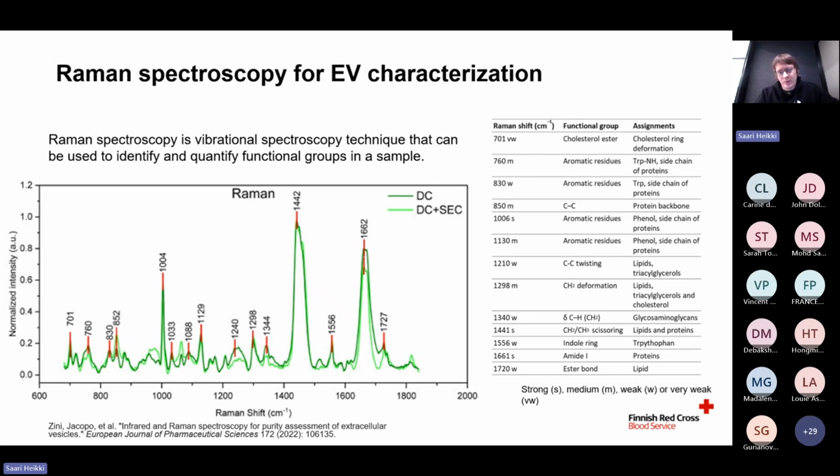So a couple words about Raman spectroscopy. This is also something that we have worked on earlier. It's a method that is based on vibrational spectroscopy. So it can be used to identify and quantify what kind of functional groups are in your sample, because different atoms bound together vibrate differently based on which atoms are bound to each other and what kind of bond it is. For example, from this study we did earlier, we used Raman spectroscopy to see if we can use it to assess the purity of our EV samples.